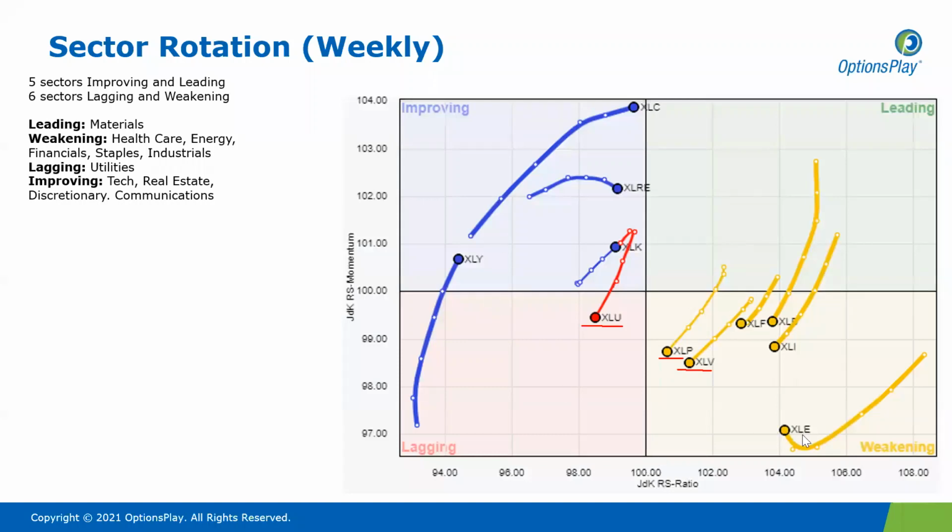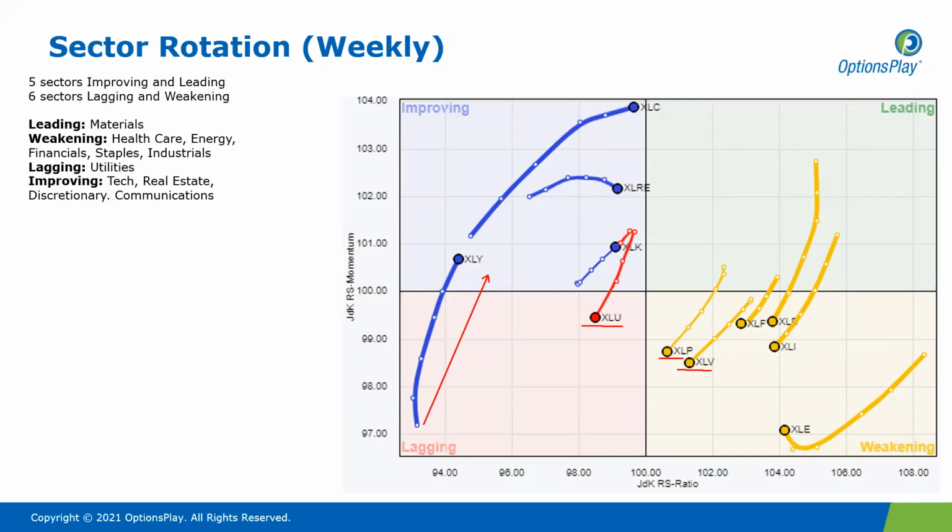Energy is starting to show a bit of a pickup here in momentum, but I wouldn't read too much into that. It was underperforming quite a bit over the last few weeks, and the fact that equities pulled back meant that energy naturally will see an improvement in momentum. But we have communications on the cusp of joining this leading category. We also have real estate looking strong until last week, where we're seeing a bit of a dip in relative strength momentum. And we also have discretionary strong rotation from the lagging into the improving category.